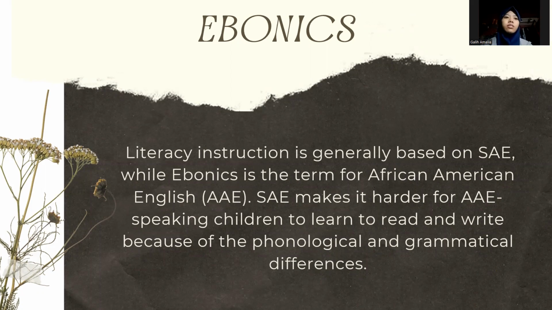Ebonics. Literacy instruction is generally based on SAE, while Ebonics is the term for African American English, AAE. SAE makes it harder for AAE-speaking children to learn to read and write because of the phonological and grammatical differences.